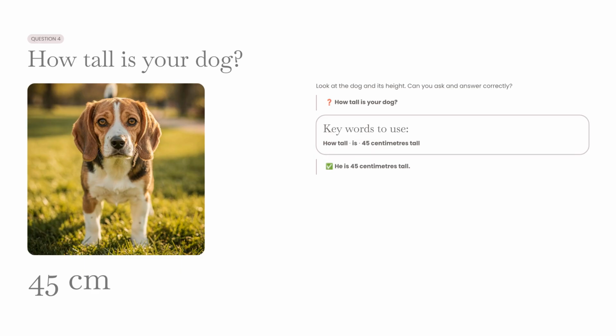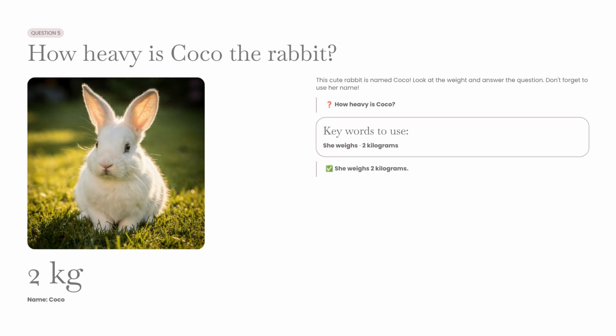He is 45 centimeters tall. Great speaking. Question 5. How heavy is Coco the rabbit? She weighs 2 kilograms. Nice work.